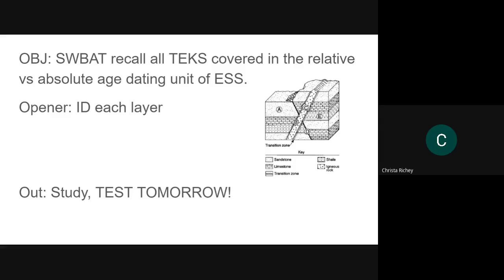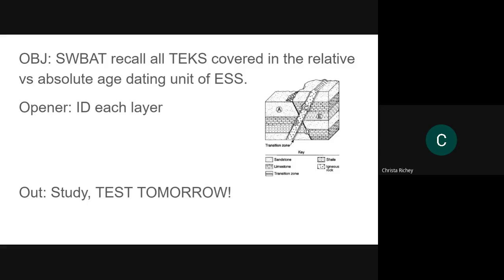Which is your youngest layer? Which letter? It is C. C is what we call an igneous intrusion. It is magma coming up from inside the earth, and it's passing through every single layer, including layer A, which is this top layer. So C is actually the youngest of all of the layers.